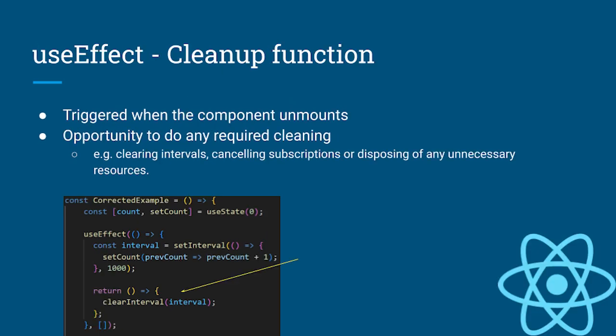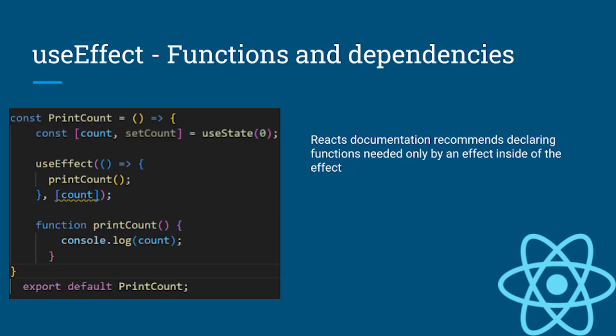Notice in the previous example we have a return function inside our useEffect hook. This is the useEffect cleanup function. This function is triggered when the component unmounts, providing us with the opportunity to do any required cleanup such as clearing intervals, cancelling subscriptions, or disposing of any unnecessary resources that the effect may have created. In the example, we use the cleanup function to clear the interval when the component is unmounted. This ensures that our interval is no longer running when the component doesn't exist, which would be a waste of resources.